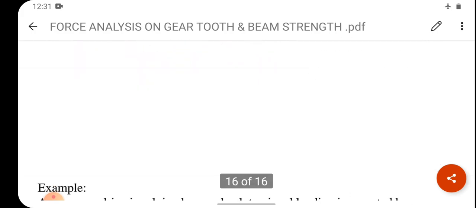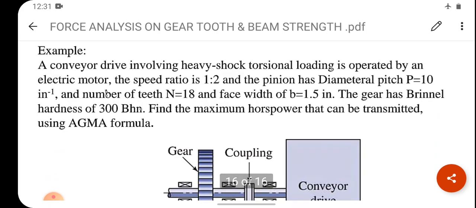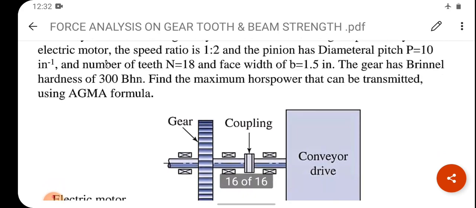So I am finishing my topic here with the help of an example. The example is a conveyor drive involving heavy shock torsional loading, operated by an electric motor. The speed ratio is 1:2 and the pinion has diametral pitch P equal to 10 per inch, number of teeth N equal to 18 and face width B of 1.5 inch. The gear has a Brinell hardness of 300 BHN. Find the maximum horsepower that can be transmitted using the AGMA formula.